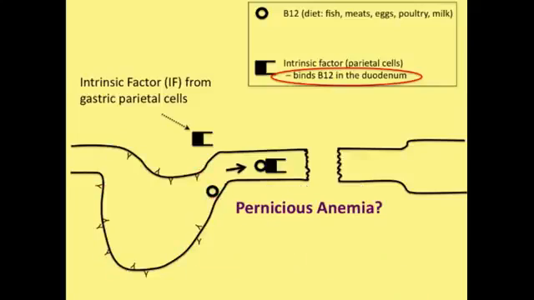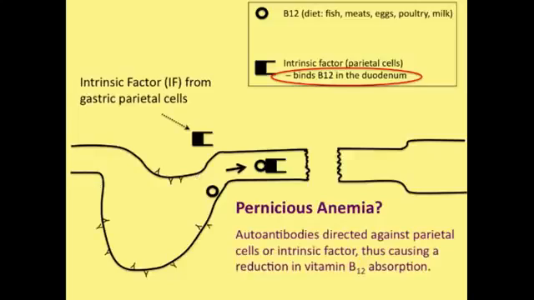Last, we have pernicious anemia. So who remembers what pernicious anemia is? So this is a disease entity where autoantibodies are directed against the parietal cells or intrinsic factor itself, thus causing a reduction in vitamin B12 absorption. So I think that's a good enough review for now.